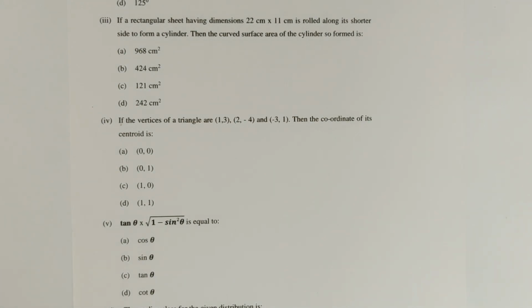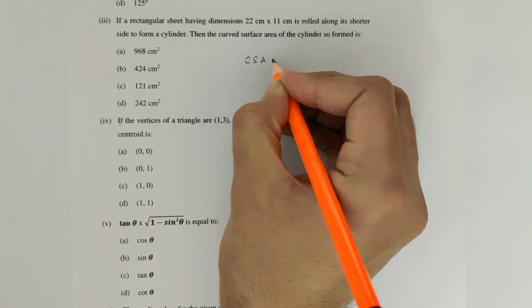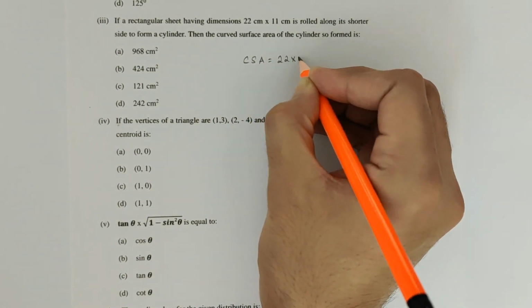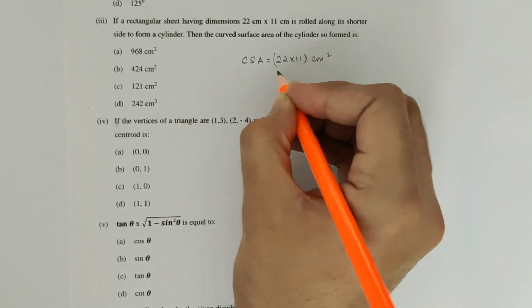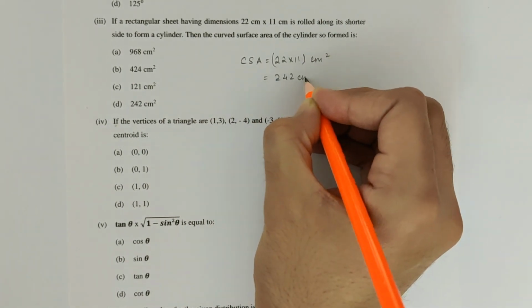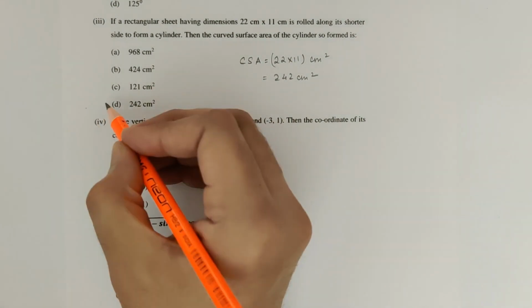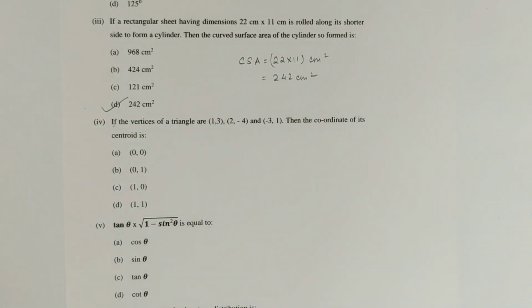If a rectangular sheet having dimensions 22 cm into 11 cm is rolled along its shorter side to form a cylinder, then the curved surface area of the cylinder so formed is. Now guys, if a rectangular sheet is used to form a cylinder, then the curved surface area of the cylinder will be equal to the area of the rectangular sheet. That means CSA, the curved surface area, will be equal to 22 into 11 centimeter square, which is 242 centimeter square. Hence option D, 242 centimeter square is correct.